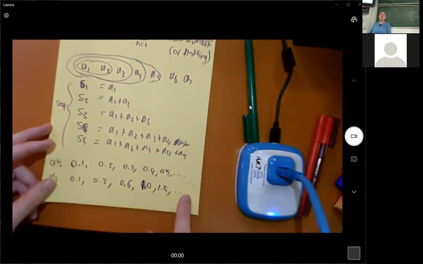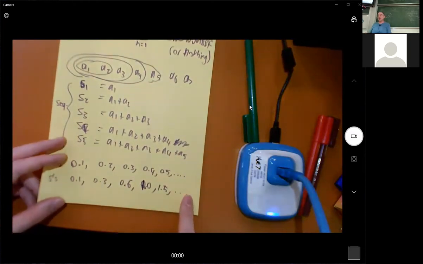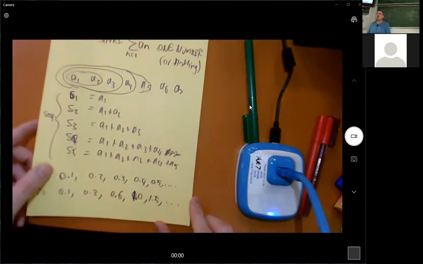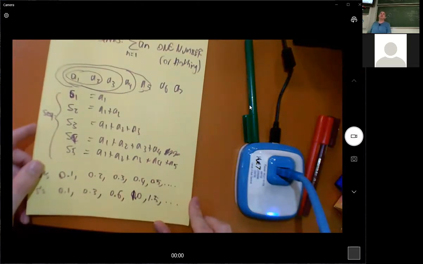This one will go to positive infinity. It's the same as just adding up 1, 2, 3, 4, 5. I just divided everything by 10, so infinity divided by 10, it's still infinity.